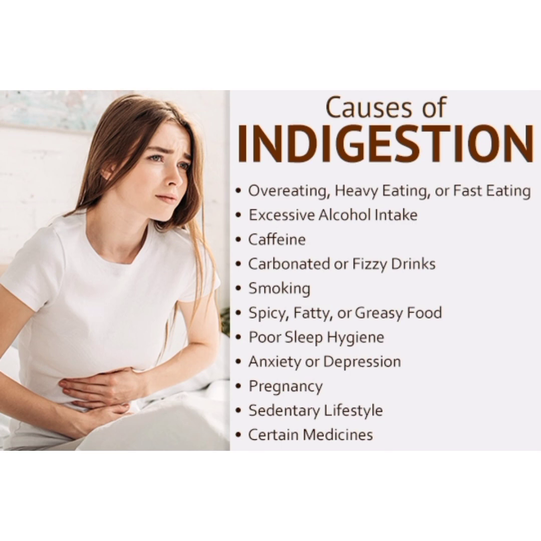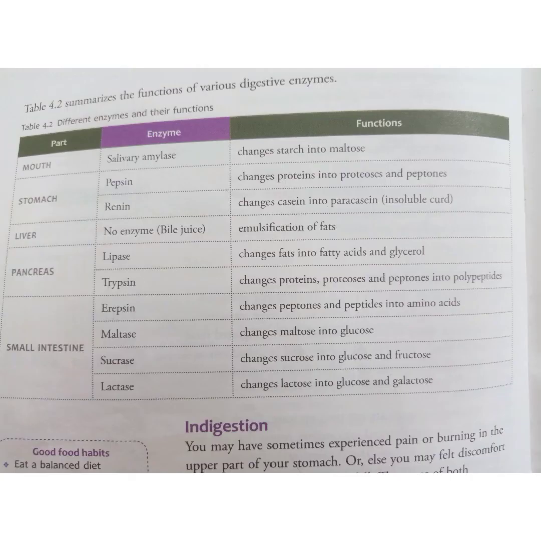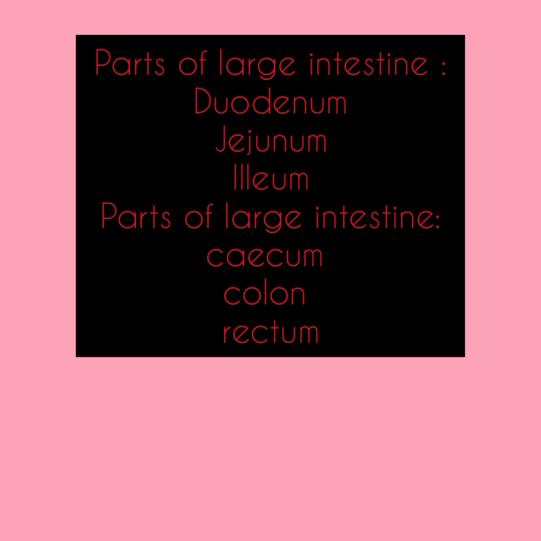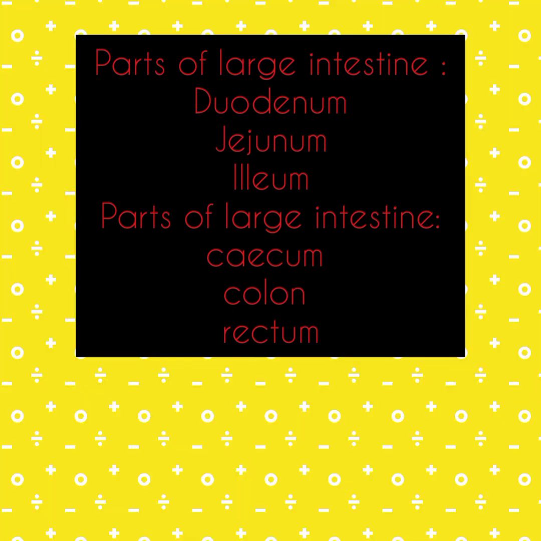Now, table 4.2, you need to learn it thoroughly because it is very important to know which enzymes convert what and in which part. So this is the table 4.2. You have to learn it thoroughly. You need to learn that the large intestine has three parts, known as cecum, colon, and rectum, whereas the small intestine has three parts known as duodenum, jejunum, and ileum.